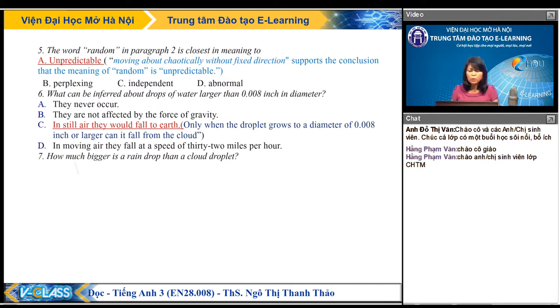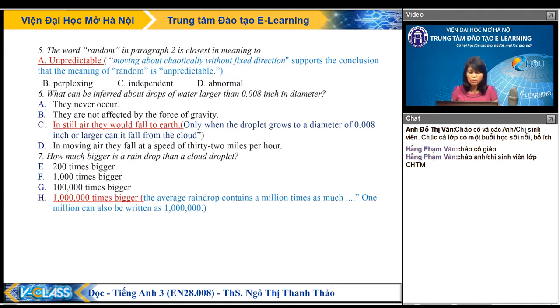Come on with question number 7. How much bigger is a raindrop than a cloud droplet? 200 times bigger, 1,000 times bigger, 100,000 times bigger, 1,000,000 times bigger. So the answer is 1,000,000 times bigger.